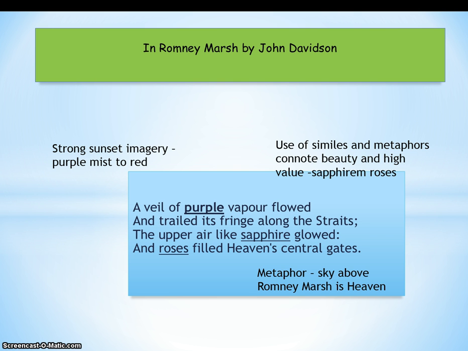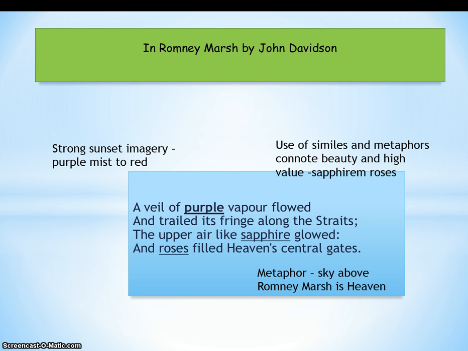Visual imagery continues with "a veil of purple vapour flowed and trailed its fringe along the straits." Strong sunset imagery now. We've moved past yellow, we've gone into purple. This purple colour is something that's associated with royalty, with majesty. So maybe it's part of a religious experience too. He's becoming closer to God through this experience of seeing everything. And the purple itself could also be seen as part of a mystical experience that he's having as well.